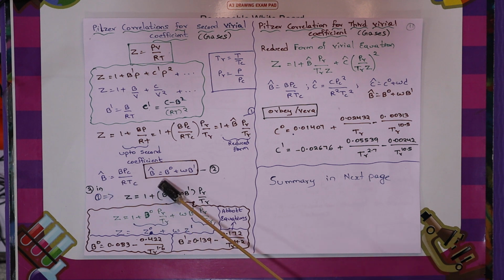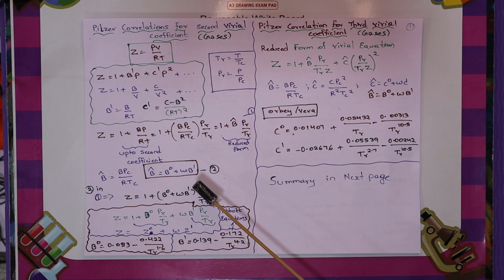And B dash can be estimated using B naught plus omega into B dash. If you know the B0 and B dash, you can estimate the B cap. So if you talk about the B, there are certain expressions given by Pitzer.